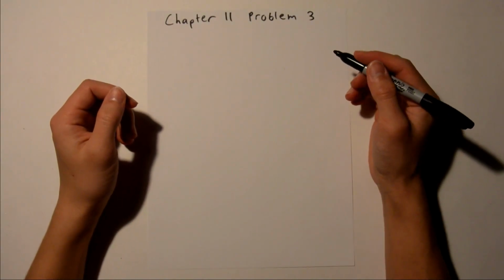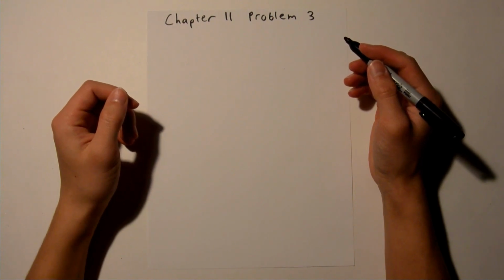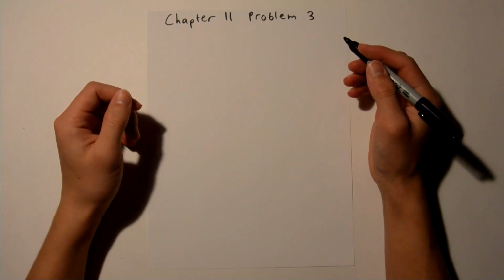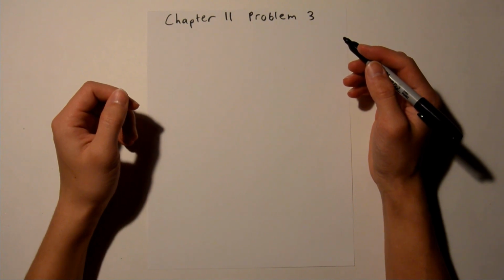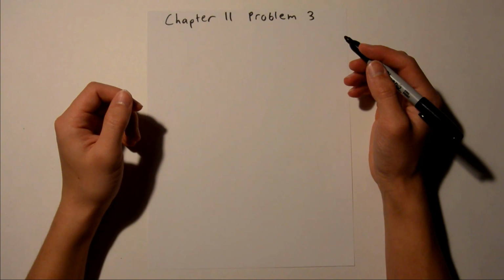And for today's video, I'll be doing Chapter 11, Problem 3 in the Fundamentals of Physics textbook, 8th edition by Gerald Walker, Halliday, and Resnick. Chapter 11 is all about rolling, torque, and angular momentum.